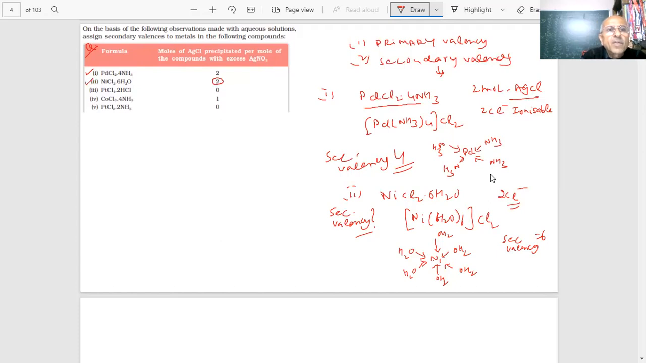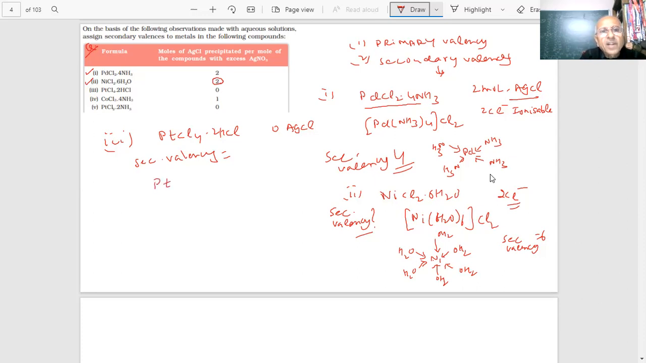Third question. In the third, what is the formula given? PtCl4·2HCl. And how many ionizable Cl minus? 0. 0 AgCl. What does it mean then? Find the secondary valency, student. What is your answer? 6 is the right answer.